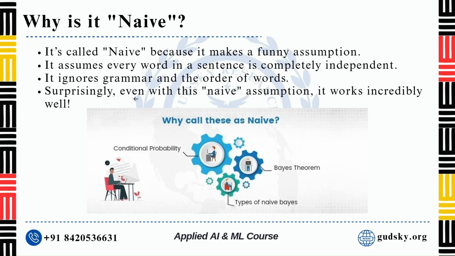Moving forward, so why do we call it naive? Because it assumes every word is independent. In the sentence, not good, the model does not realize not is changing good. It just sees two separate words. Even though this assumption is technically wrong and naive, the model is still incredibly accurate at predicting the overall mood of the text.